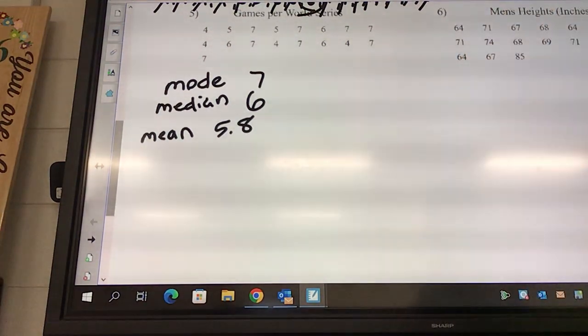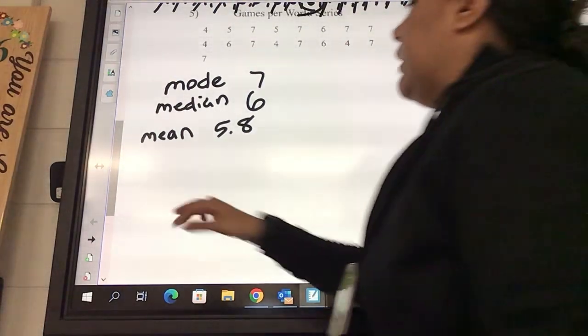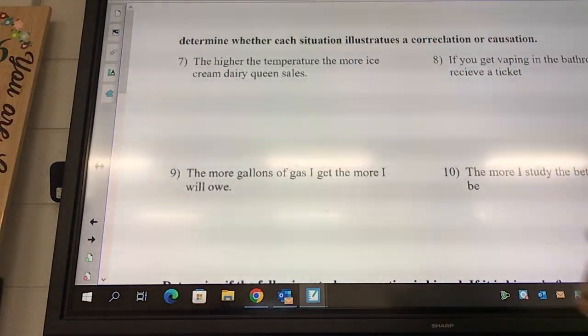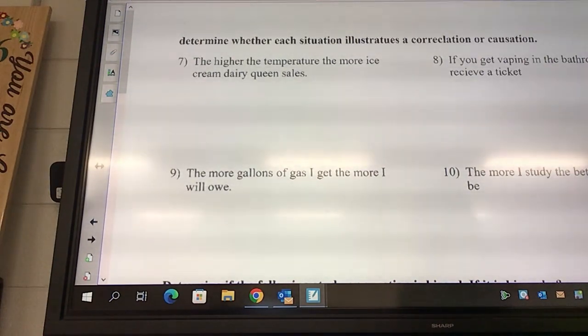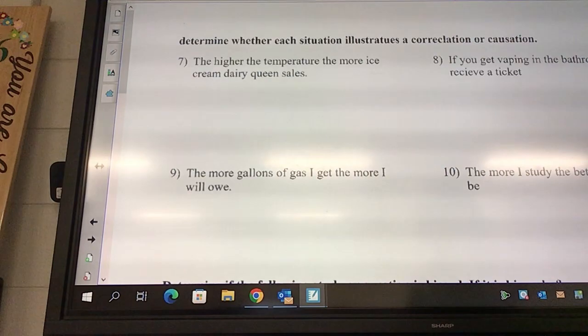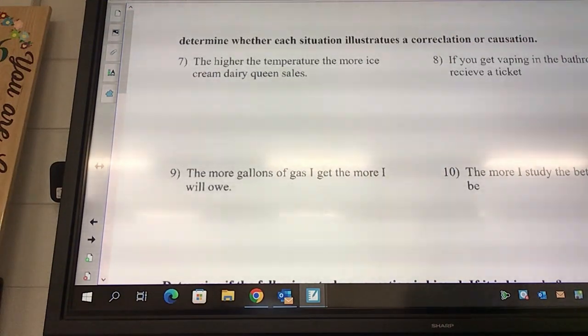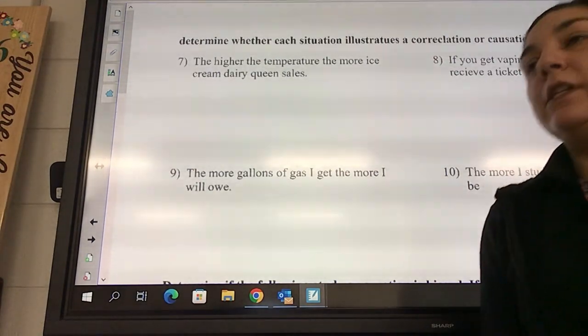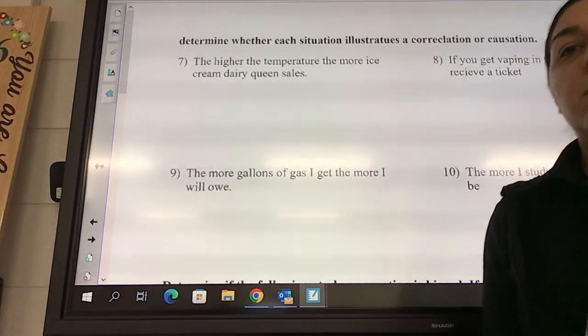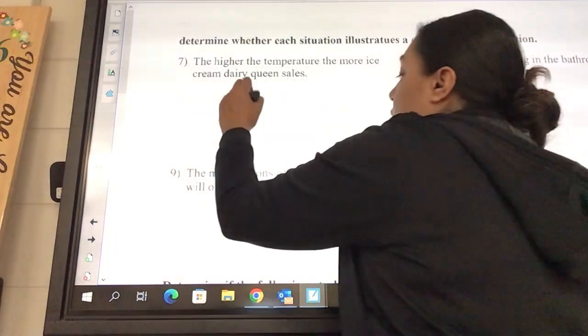Okay, the next section on here says to figure out if it's a correlation or a causation, and that's like if it's for sure going to happen for everybody. So the higher the temperature, the more ice cream Dairy Queen sells. I know a lot of you guys are going to want to think that's a causation, because the temperature is higher, Dairy Queen sells more ice cream. But is that true for everyone? That's not guaranteed. So it could be 1,000 degrees out, and not everybody's going to go to Dairy Queen because they want ice cream, okay? So this is going to be a correlation.